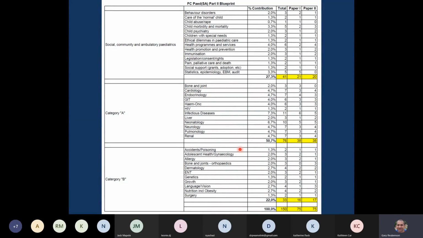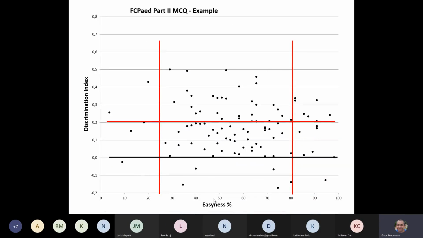They're still important, but they make up roughly a quarter of the paper. So what happens then is the paper is put together, it goes through a whole moderation process, the candidates write the paper, and then afterwards the performance of candidates on each question gets evaluated. And you end up with something that looks like this.